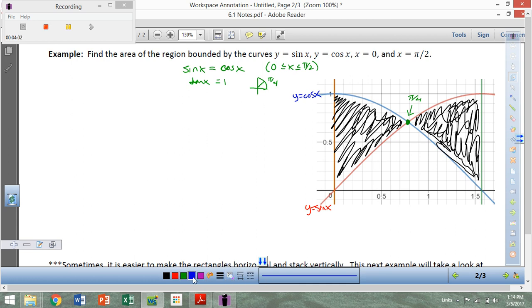So what does that do? That allows me to separate my integral into the integral from 0 to pi over 4, where the top function would be cosine x, and the bottom function would be sine x.